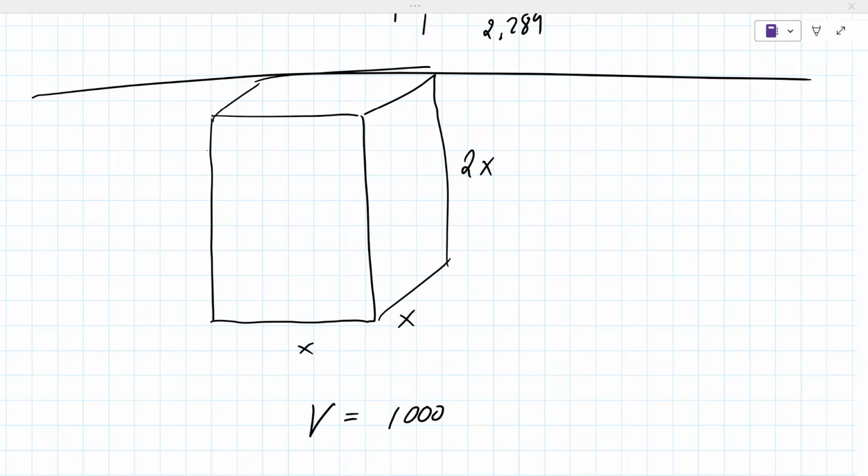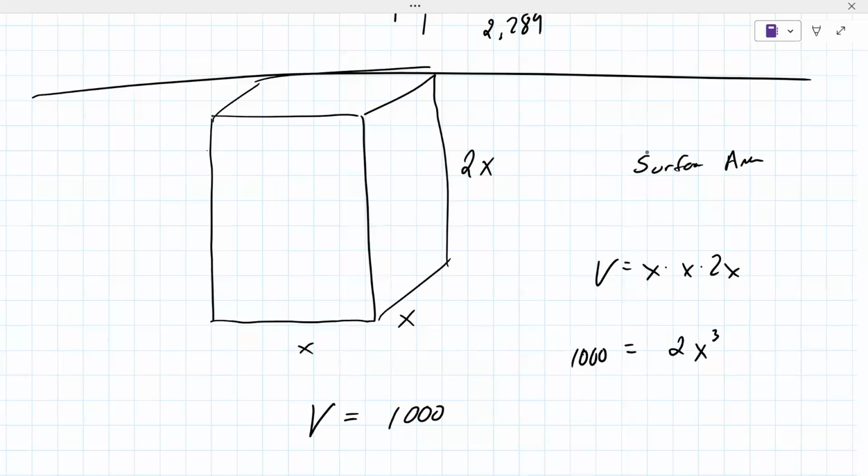Yeah, there are other variations on these problems though. Did you do anything with surface area? I don't think so yet. Okay. So with this one, the volume is x times 2x, so 1,000 equals 2x cubed. And then you graph and you find where they intersect. They're all sort of the same. You just have to set them up.